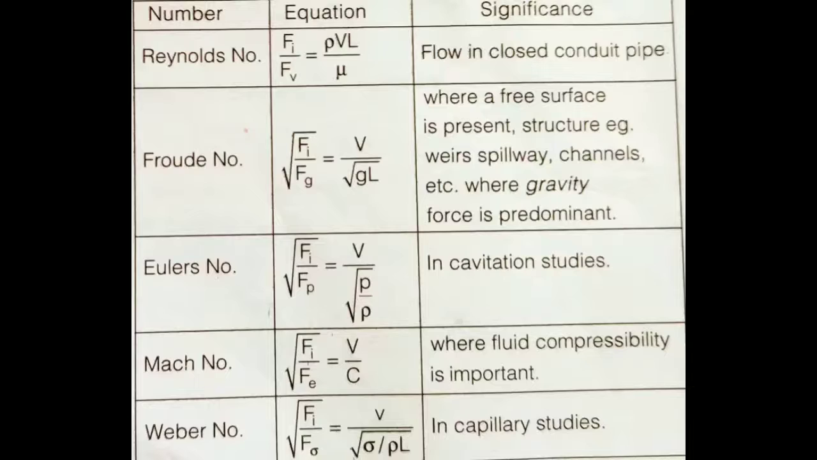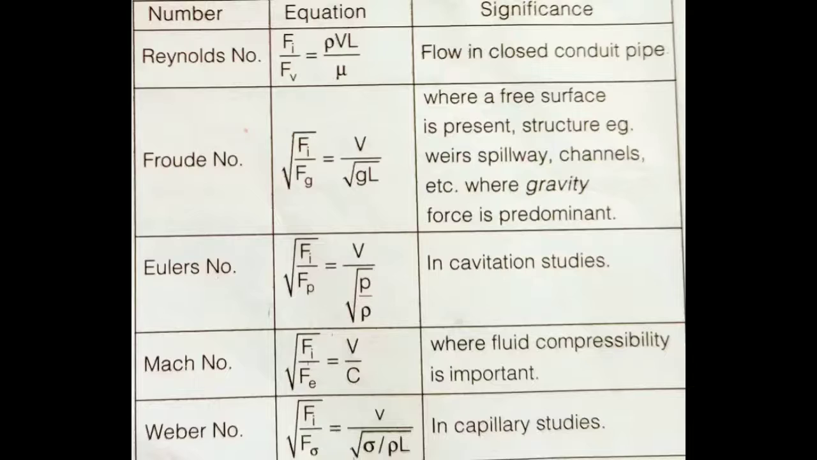First number is Reynolds number. Its equation is Fi by Fv equal to rho V l by mu. Its significance is flow in closed conduit pipe. Next number is Froude number. Its equation is root of Fi by Fg equal to V by root g l, where a free surface is present. Example, waves, spillway, channels, etc., where gravity force is predominant.